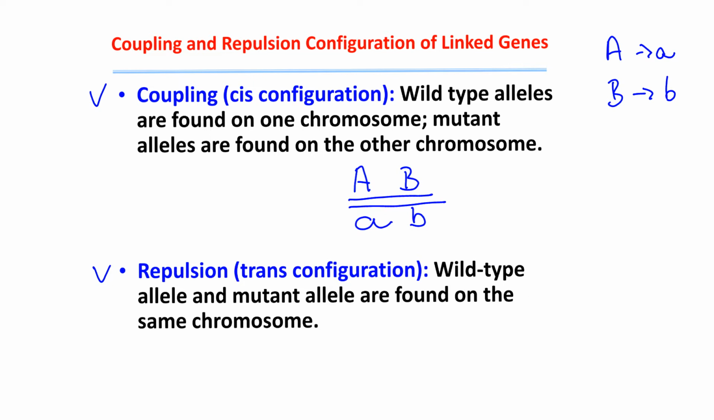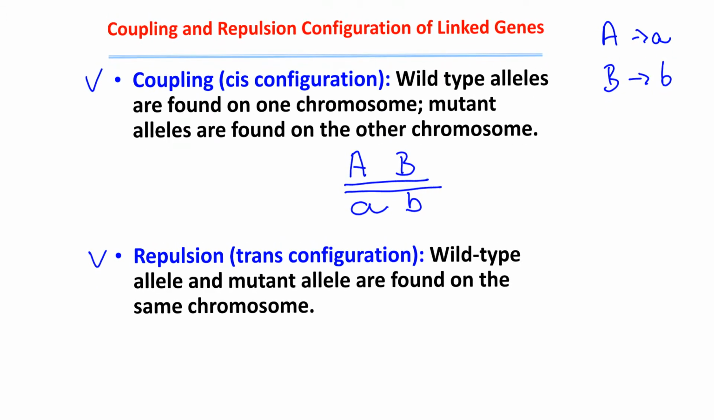However, if they are in repulsion or trans configuration, in that case, you will have a wild type allele and a mutant allele on one chromosome. So it would be dominant A and recessive b, and also wild type and mutant alleles on the second one. So you will have recessive a and dominant B. So I stress again, this is critical. Knowing the configuration of alleles of linked genes on the homologous chromosome is critical to define the outcome of genetic crosses, and why it is, we will discuss in the next slide.